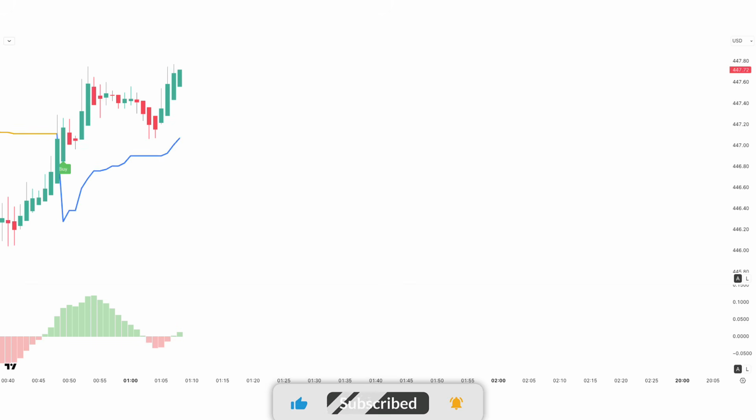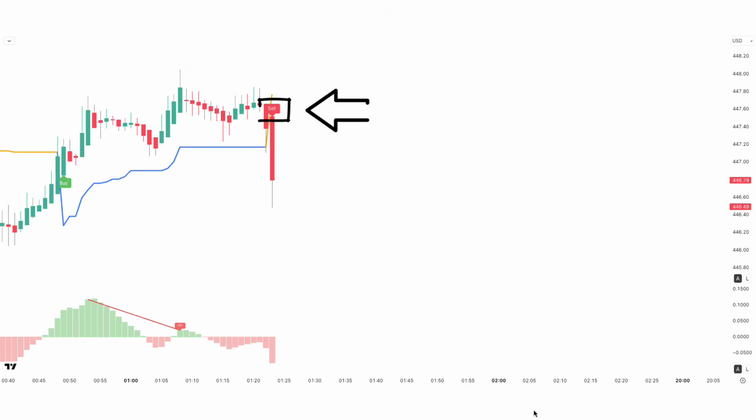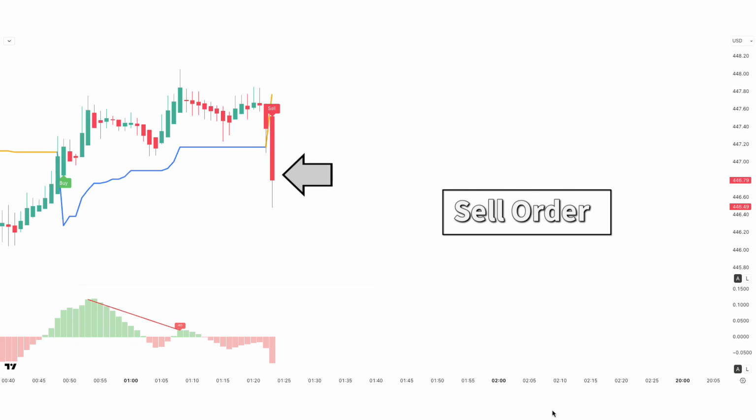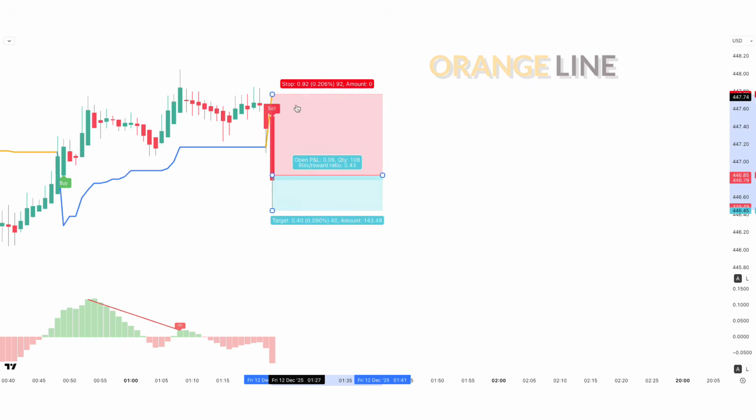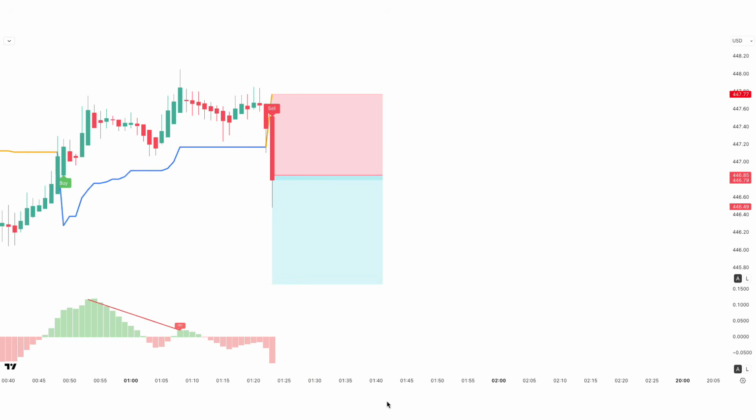Now our setup is ready. Let's see how we use these trading setups. When the IDX5 UP arrow of this indicator is a sell signal, the divergence detector shows red columns, and the market forms a bearish candle, if this condition is fulfilled, then we will place a sell order. Our stop loss is to be placed at the orange line, and the risk to reward ratio will be 1:1.5.